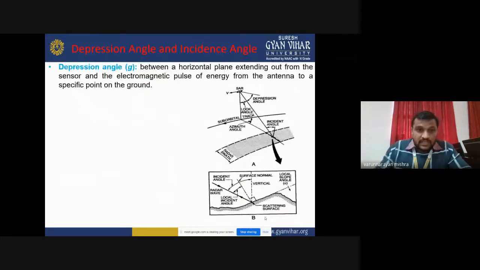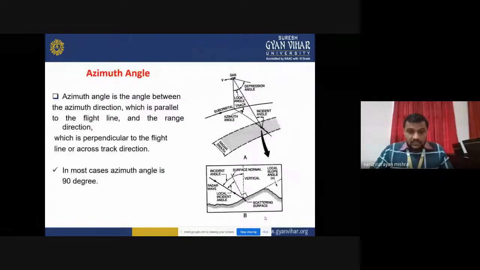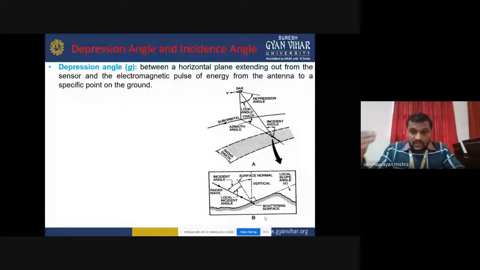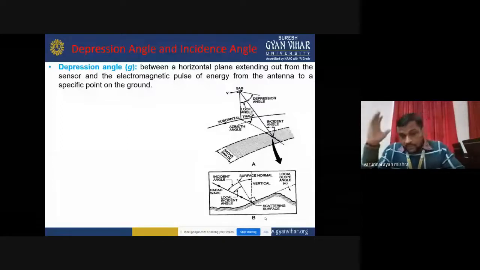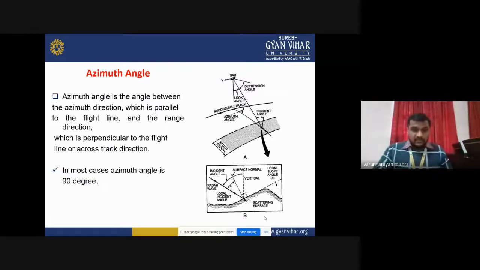Depression angle is the angle between the horizontal plane extending out from the sensor and the electromagnetic pulse of energy from the antenna to a specific point on the ground. Whereas the incidence angle is the angle between the perpendicular line to the earth surface and the signal that is coming from the sensor and interacting with the object.